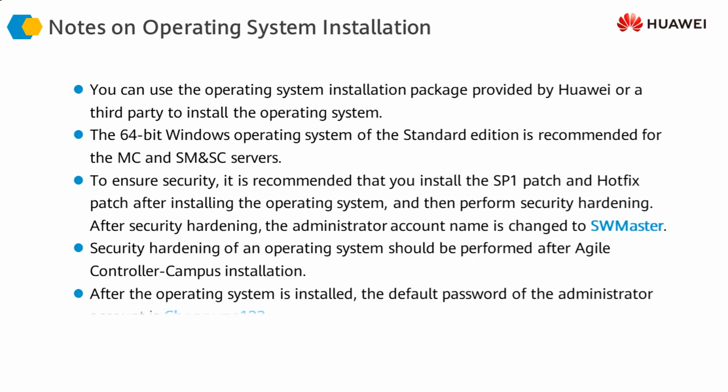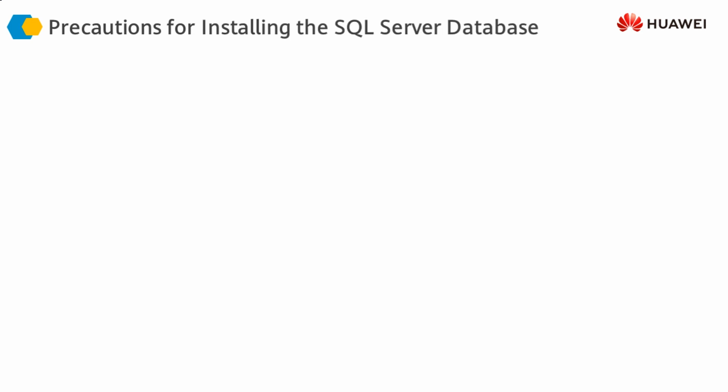So if you want to deploy the operating system, we use the 64-bit Windows operating system, whether it's Windows 2008, it also can be done using Windows 2012, but Windows 2008 is what is mostly used. We do the installation of Windows 2008 R2 or SP2 service pack, and then on top of that we can do the Agile controller installation. But before that, we also need to do the SQL Server installation.